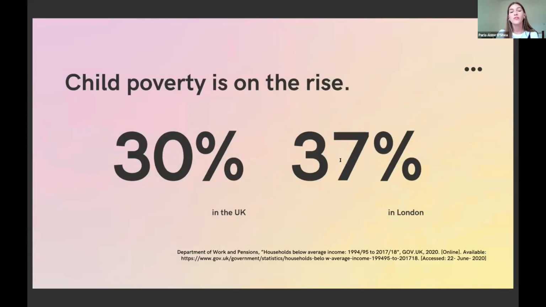And child poverty is on the rise. 30% of children in the UK are growing up in poverty, and 37% in London. So that's more than 3 in 10 children in every classroom growing up in poverty.